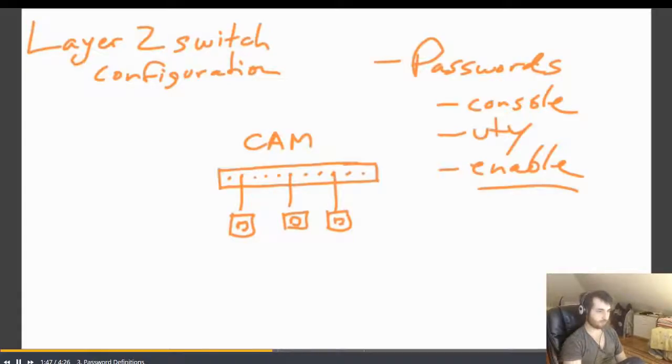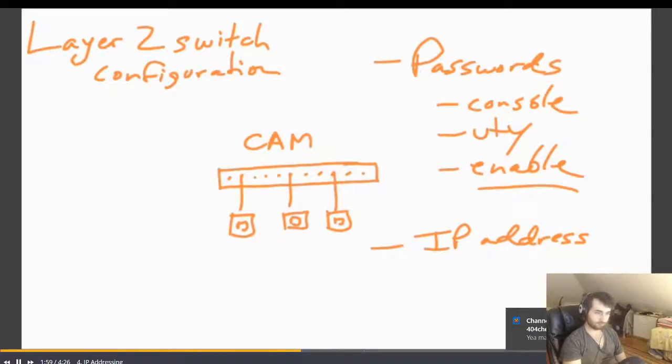Mode and privileged mode on the device. You also want to configure the switch with an IP address. The primary purpose for an IP address on a Layer 2 switch is so that you can remotely access that switch after it's been initially configured.